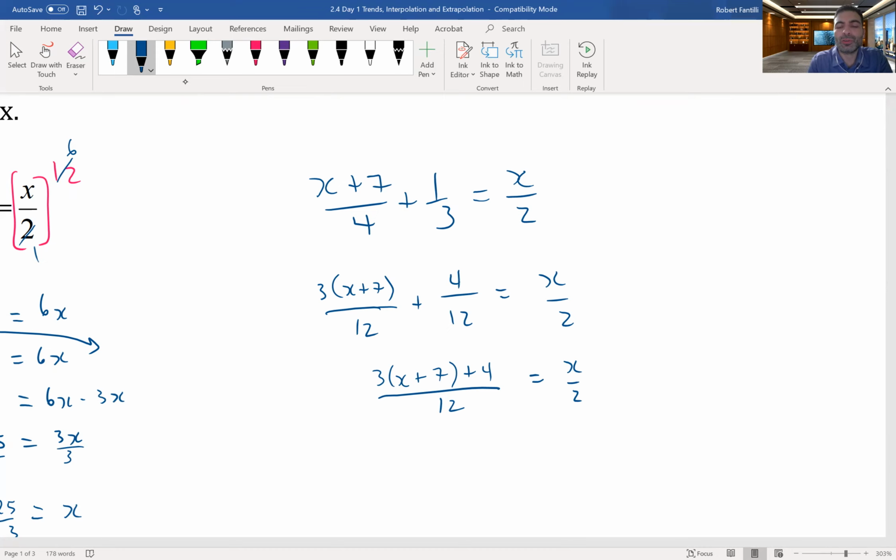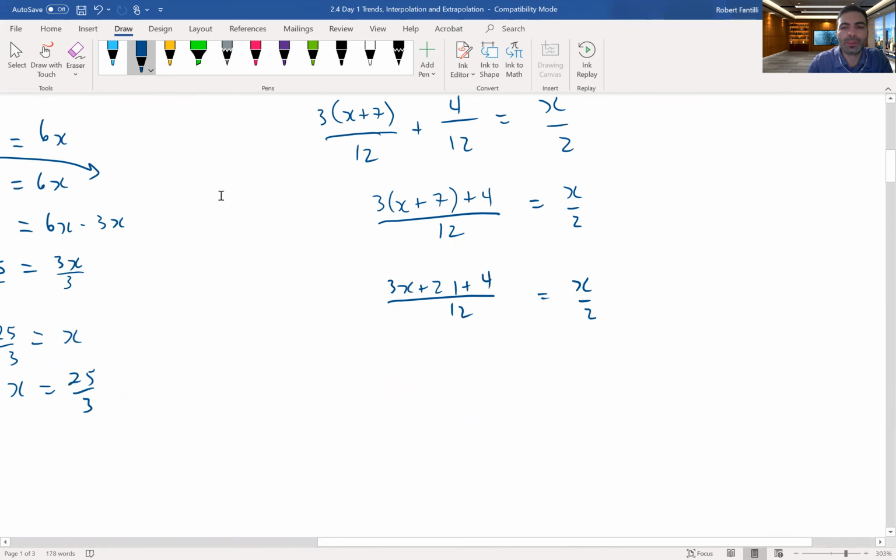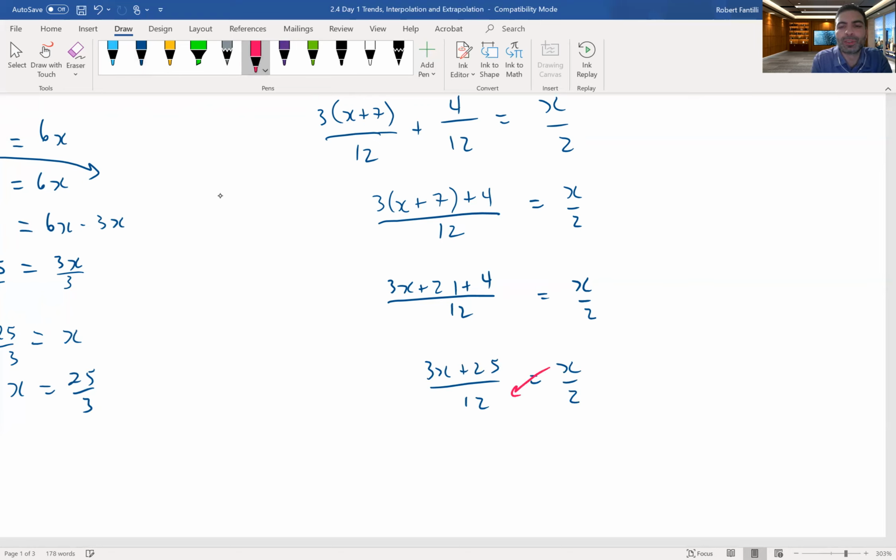Now, you could also technically cross multiply here, but it looks a little messy for some guys. So let's clean up this numerator here, and then we'll work towards cross multiplying. So distributive property, (3x plus 21 plus 4) over 12 equals x over 2. And then we're going to clean up the numerator again. The 21 plus the 4 is 25. So we have (3x plus 25) over 12 equals x over 2. And now would be a perfect time to cross multiply.